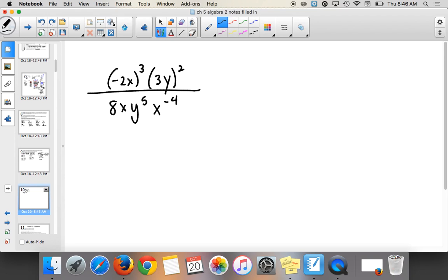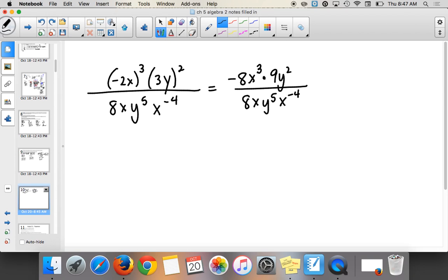All right, so when I have negative 2x all raised to the third, I do negative 2x times negative 2x times negative 2x. Okay, so what am I going to get for just that part? How about Nick? What do I get? Negative 2x times negative 2x times negative 2x. Not 16, close. Negative 8. So negative 8x cubed. All right, Jacob, how about the next one? 3y squared. 3y times itself. Oh, 9y squared. Uh-huh. And then I still have my 8x, y to the fifth, all over x to the negative 4.